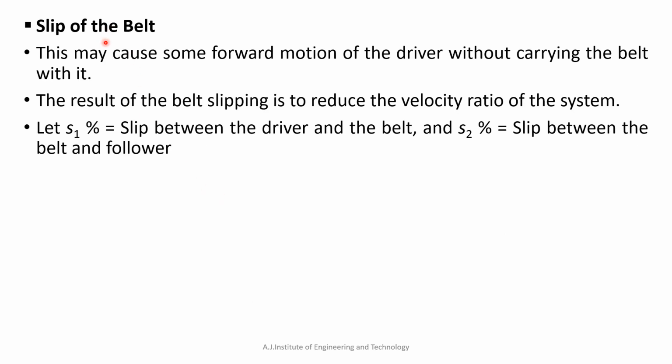Next, we'll see slip of the belt. One more loss happens while transferring power from one shaft to another shaft. That is nothing but slip of the belt. So what is slip? This may cause some forward motion of the driver without carrying the belt with it. The pulley is simply rotating without moving the belt. That is nothing but slip. The result of belt slipping is to reduce the velocity ratio of the system. Simply, the pulley is rotating but power is not transferring to the belt.